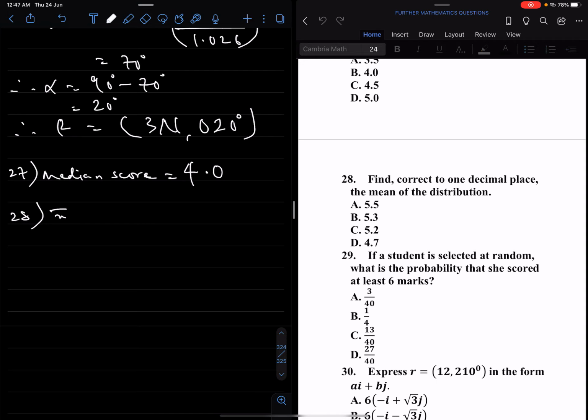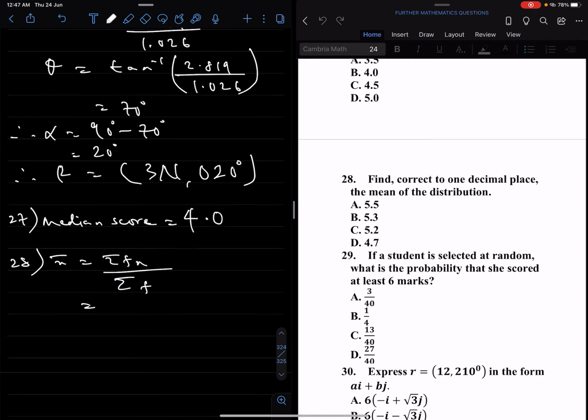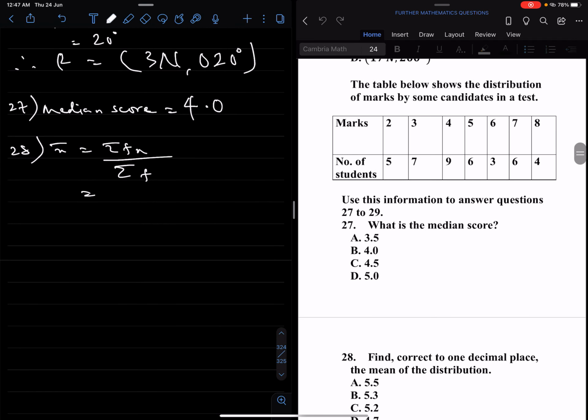28 says find, correct to one decimal place, the mean of the distribution. Mean x bar is summation fx over summation f. Summation fx is 2 times 5, which is 10, plus 3 times 7, which is 21, plus 4 times 9, which is 36, plus 5 times 6, which is 30, plus 6 times 3, which is 18, plus 7 times 6, 42, plus 8 times 4, 32, all over summation f, which is 40.